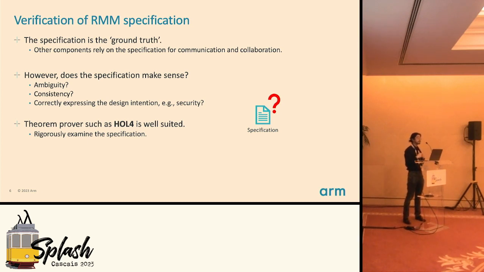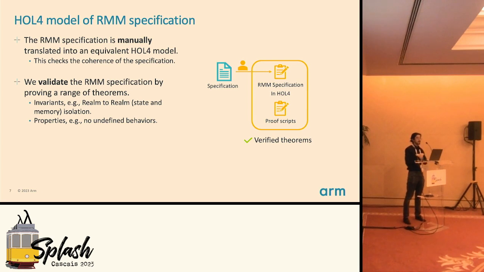The reason we choose a theorem prover is that it gives us a way to rigorously examine and decompose the specification, and we can understand the specification better. In particular, we manually convert the IMM specification to an equivalent model in HOL4. In this activity, we obviously check the coherence of the specification, either by engineers themselves reading through the document, or by the HOL4 engine, because if you define some mathematics that conflicts with each other, HOL4 will cause a problem. With this equivalent HOL4 model of the IMM specification, we further validate some properties we want to check.